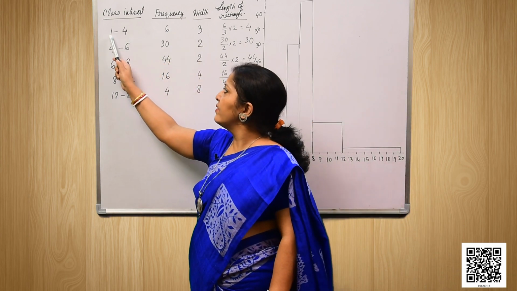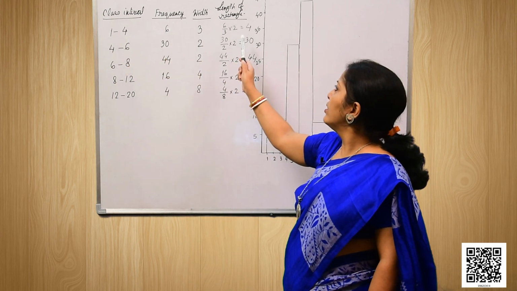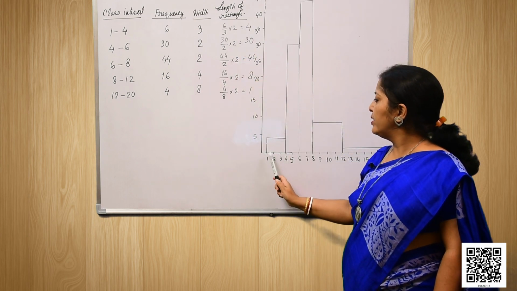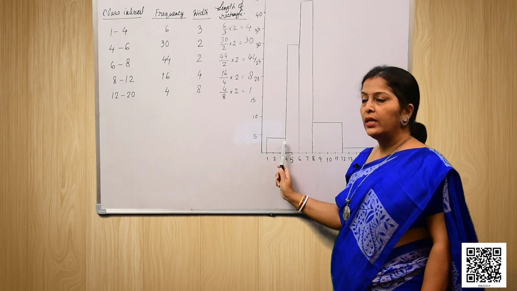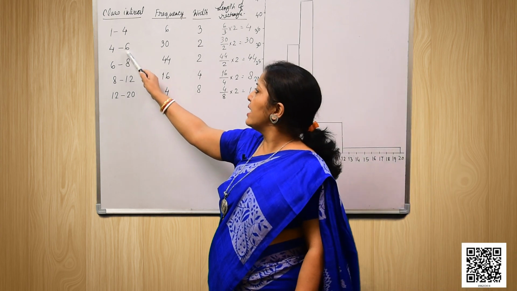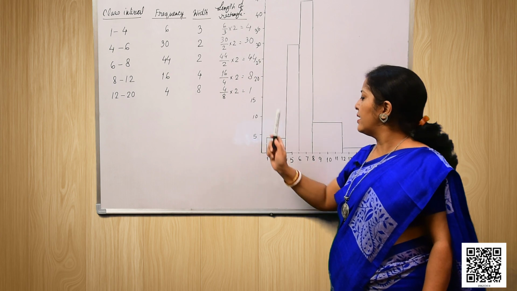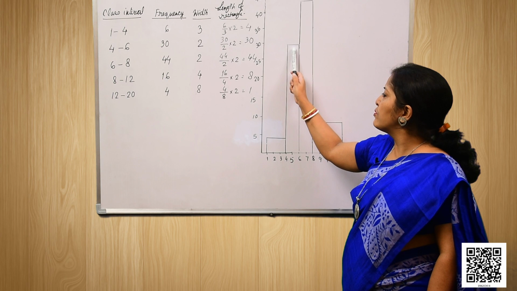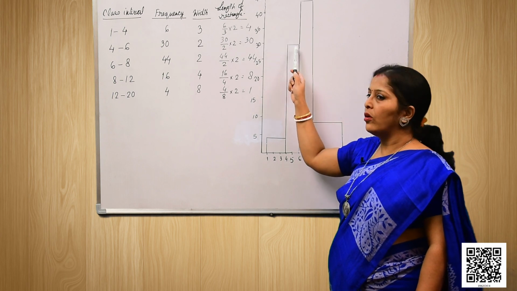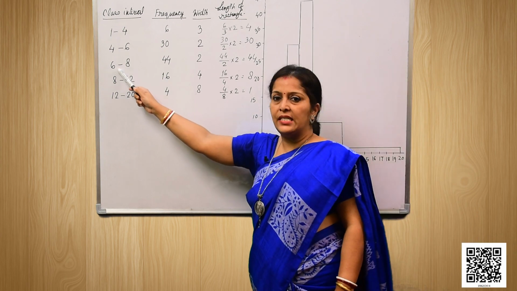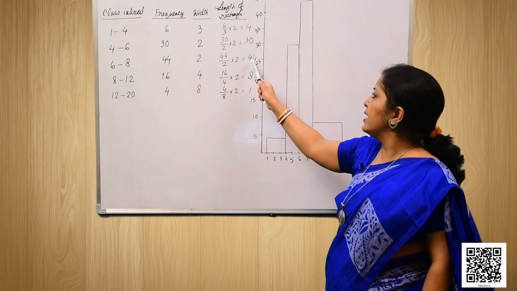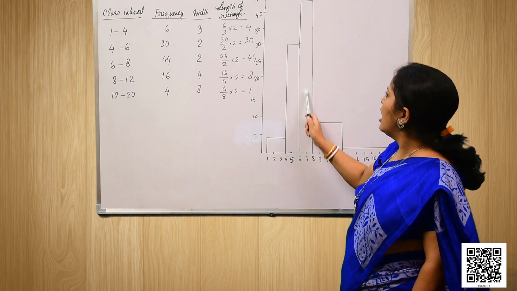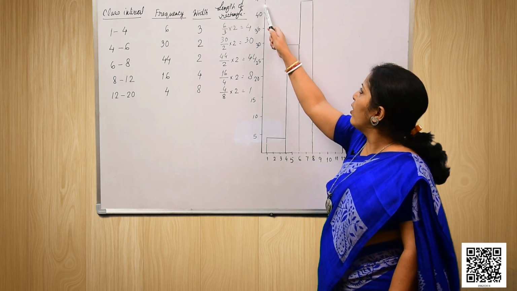On the first class interval, that is from 1 to 4, the length of our rectangle is 4. So from 1 to 4, the length of the rectangle is 4. Then in the next class 4 to 6, the length of the rectangle is 30. So in this class 4 to 6, the length of the rectangle is up to the mark 30 on the vertical line. Next class 6 to 8, the length of the rectangle is 44. So on top of 6 and 8, we draw the rectangle up to the mark 44 along the vertical line.